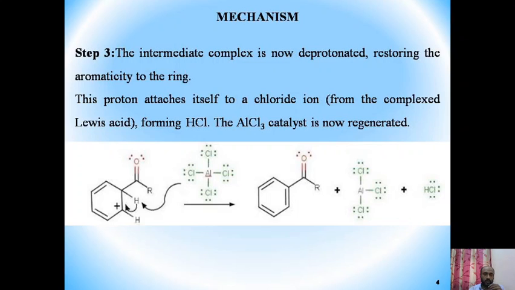Once this proton is eliminated from that compound, the bonding electrons will be acquired by the carbocation, that is C+, and this C, and they will form one pi bond. Ultimately you will get your final compound.